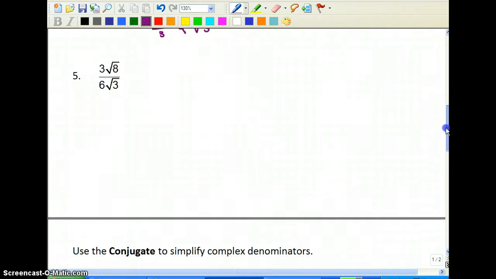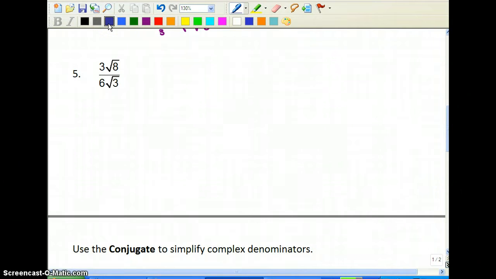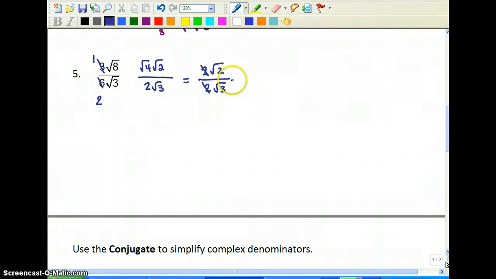What happens if they give you coefficients in number 5? Well, again, do the things you already know how to do before you start adding new rules. We would already know that we could say 3 divided by 6 is 1/2. All right? And we know that root 8 is root 4 times root 2. So on the bottom I've got 2 root 3. On the top I've got 2 root 2 over 2 root 3. Well, I can cancel these 2's. So I've simplified the problem before I ever worried about there being a radical on the denominator.